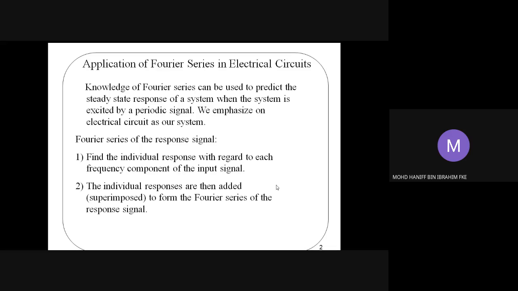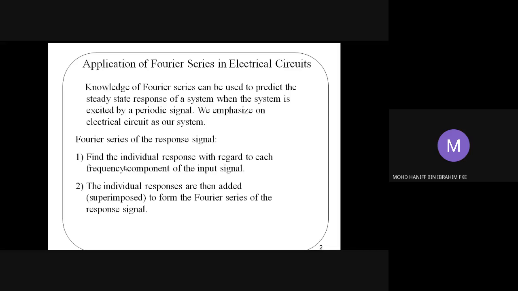So what we have to do in the first step here is that for every frequency component, for omega naught, 2 omega naught, and 3 omega naught, we have to calculate the response with regard to this frequency component. So for omega naught, we are going to have its response. For 2 omega naught, we have its response. And for 3 omega naught, we have its response. So we are going to have 3 responses with regard to each input frequency respectively. So that's what is meant by the first step here, which is to find the individual response.